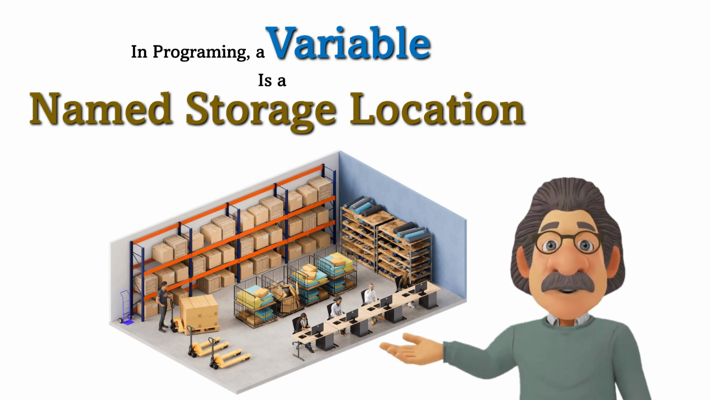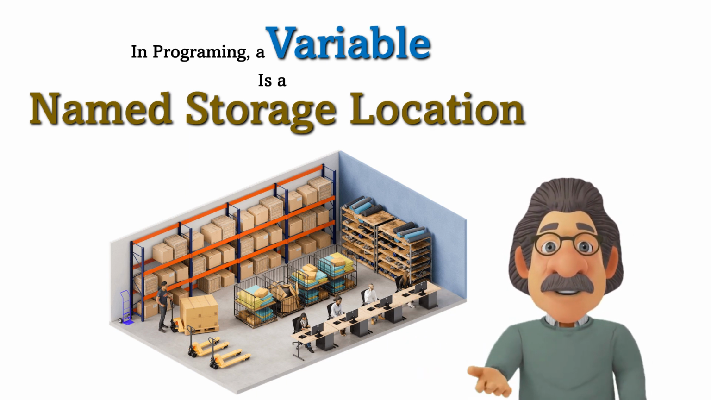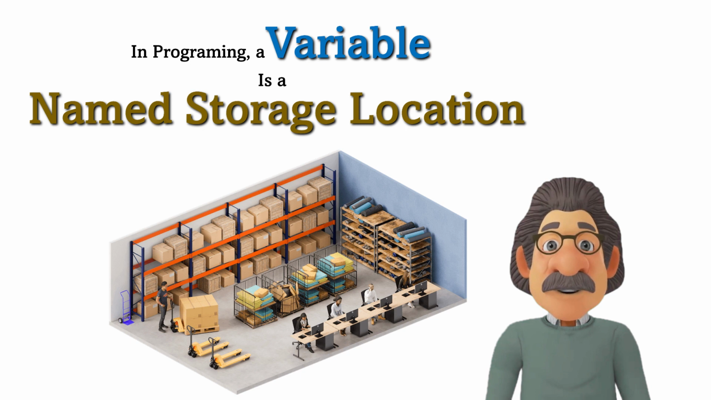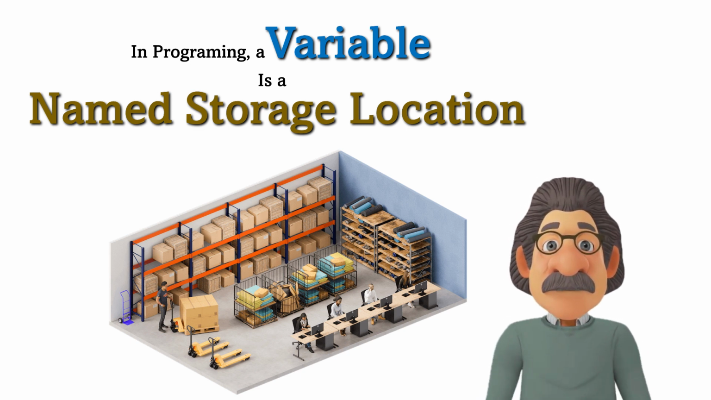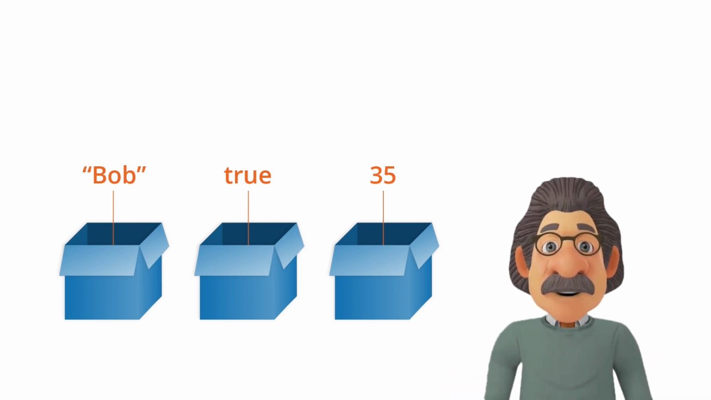In programming, a variable is a named storage location that holds a value. It can be thought of as a box or a container that stores information. Just like you can put different items in a box, a variable can hold different types of data such as numbers, text, or more complex structures.